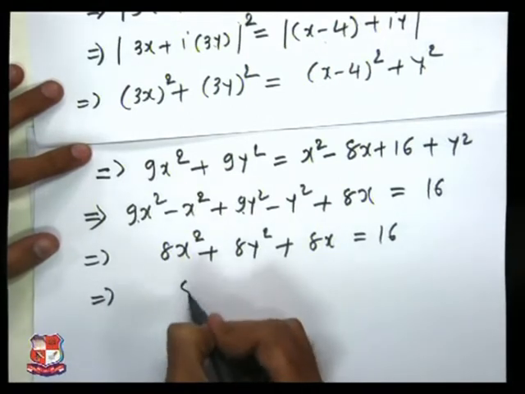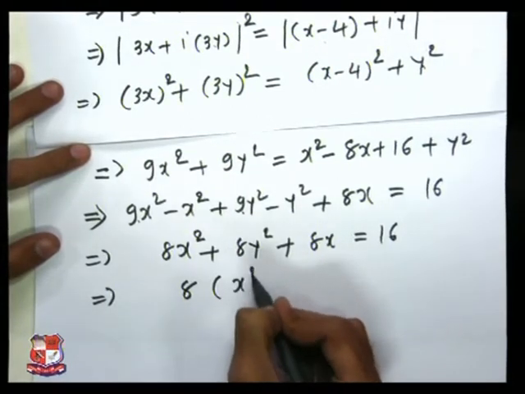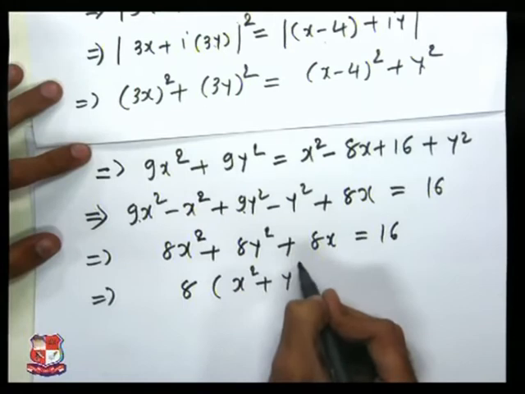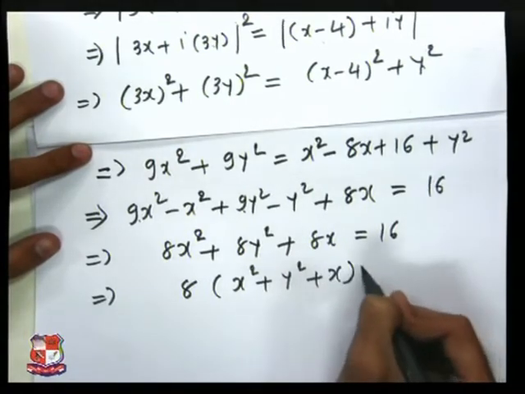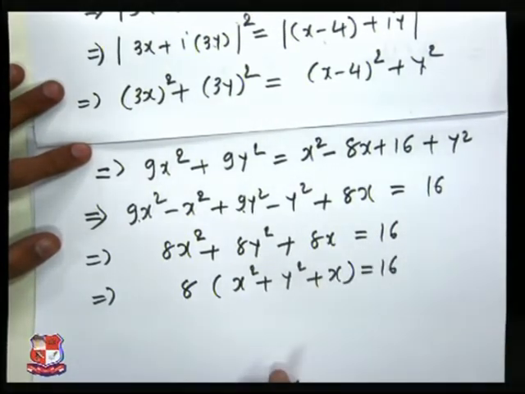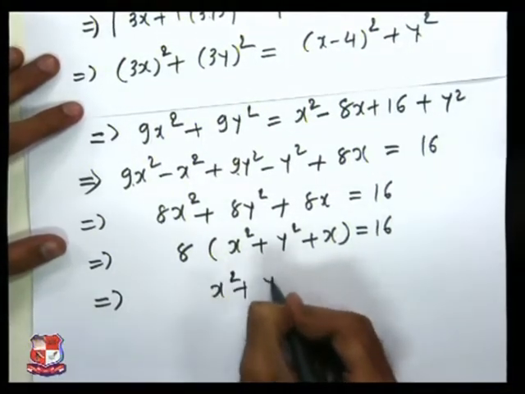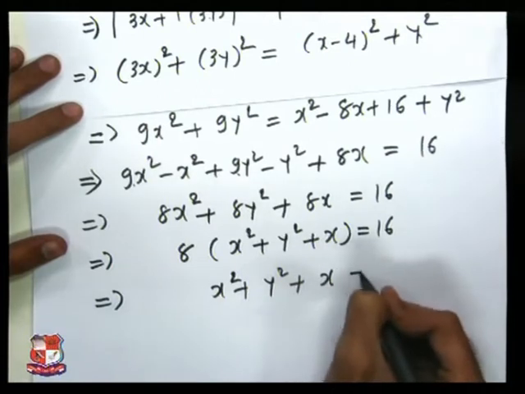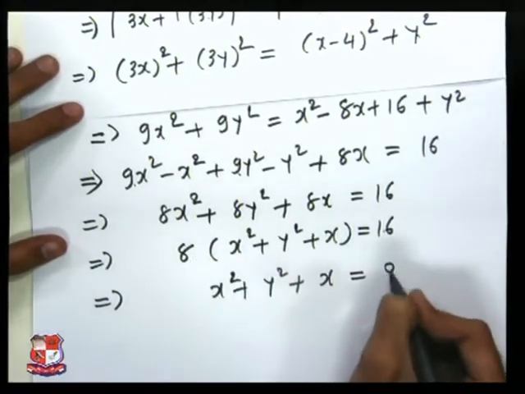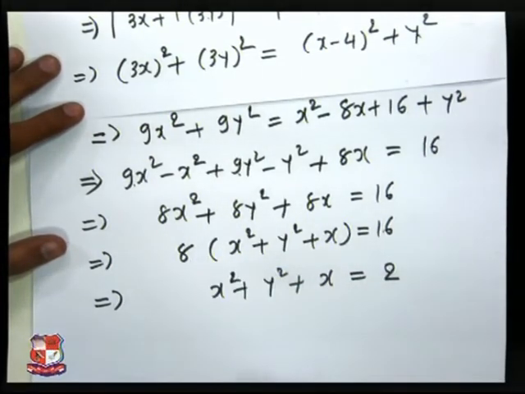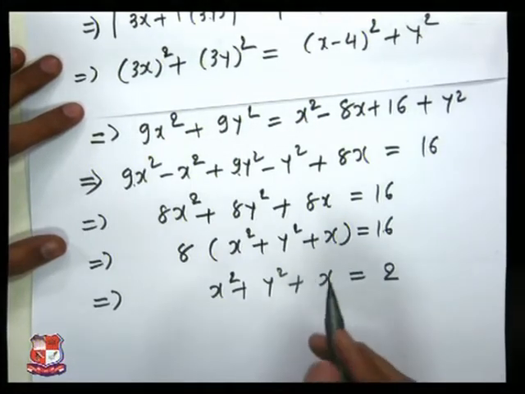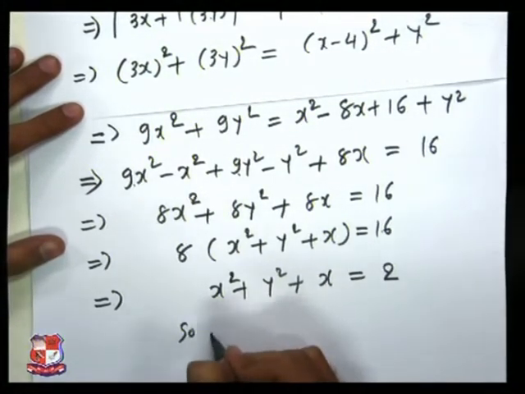So if I take 8 common here, I will get x² plus y² plus x which is equal to 16 by 8, which is equal to 2. So what we needed to prove, we have proved.